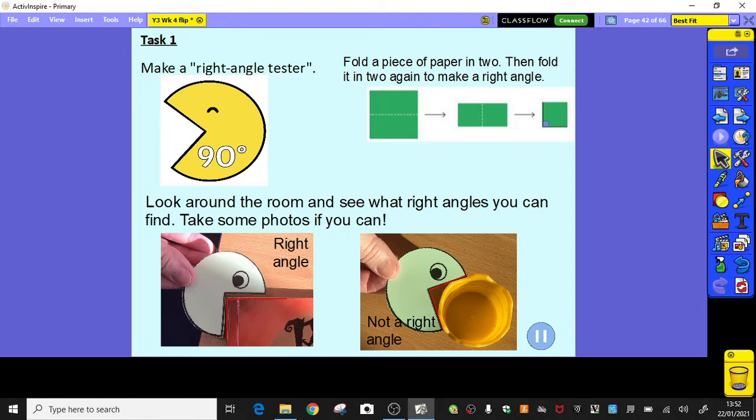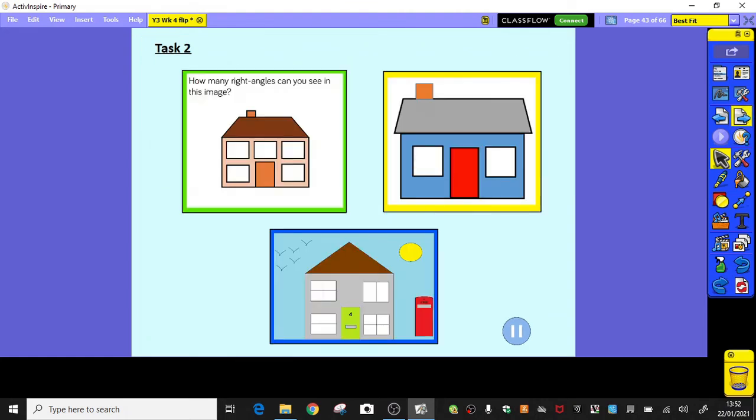So pause the video, go and see if you can find some right angles around the room and take some pictures of the ones that you managed to find. Okay, task 2. I want you to have a look at the pictures and using your right angle finder, see how many different right angles you can find in the picture on your activity sheet.